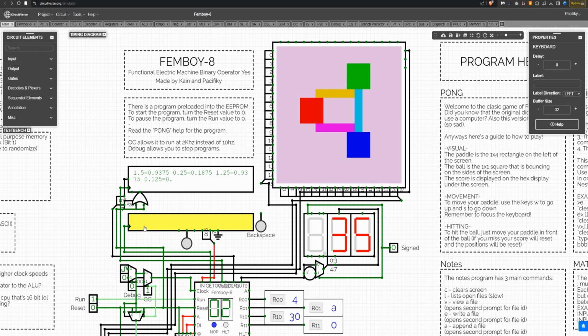So yeah. 125 equals. That's not right. 1.125. Okay, there we go. Sometimes it does some weird glitchy stuff like that.